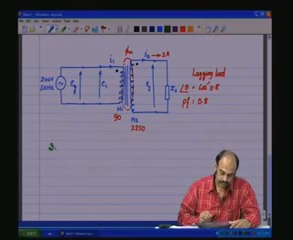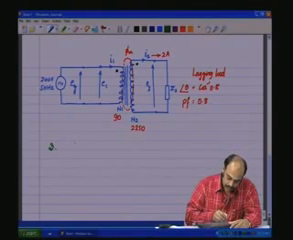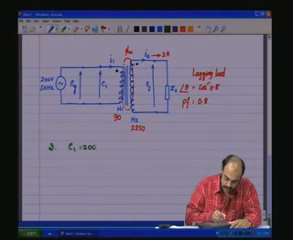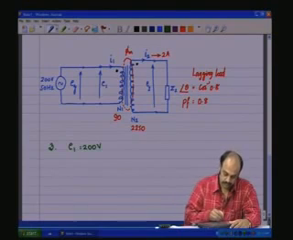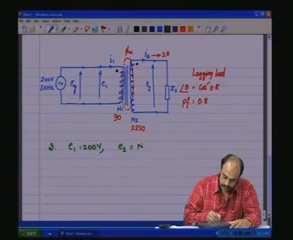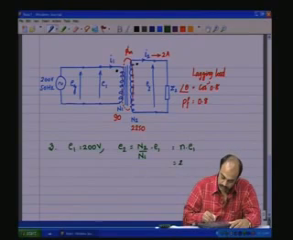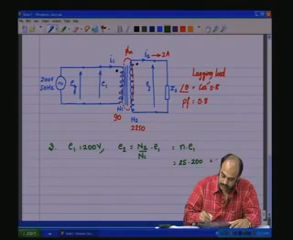Third point, E1 equals 200 volts. So what is E2? E2 is equal to N2 by N1 into E1, or in other words n times E1, which is equal to 25 into 200, which is 5000 volts.